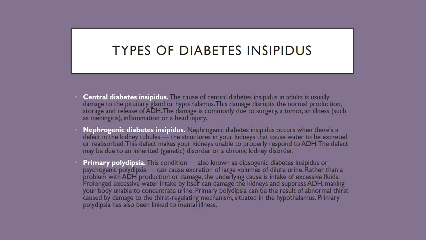There's also primary polydipsia. This condition, also known as dipsogenic diabetes insipidus or psychogenic polydipsia, can cause excretion of large volumes of dilute urine. Rather than a problem with ADH production or damage, the underlying cause is intake of excessive fluids. Prolonged excessive water intake by itself can damage the kidneys and suppress ADH, making your body unable to concentrate urine. So essentially, this is for people who have some sort of psychological problem where they feel the need to drink gallons and gallons of water, and that's what's doing the damage, not only to their kidneys, but it's also not allowing the ADH to do its job.